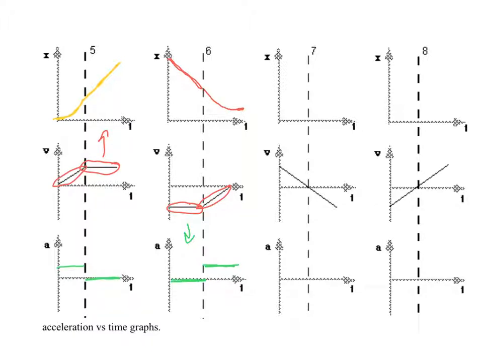Next one. This one you can just kind of do. These should look familiar to you right now. You're going fast in the positive direction. You come to a stop, and then you go fast in the negative direction. Does this look familiar? It should. We know that it should be like that, and pretend that's symmetrical.